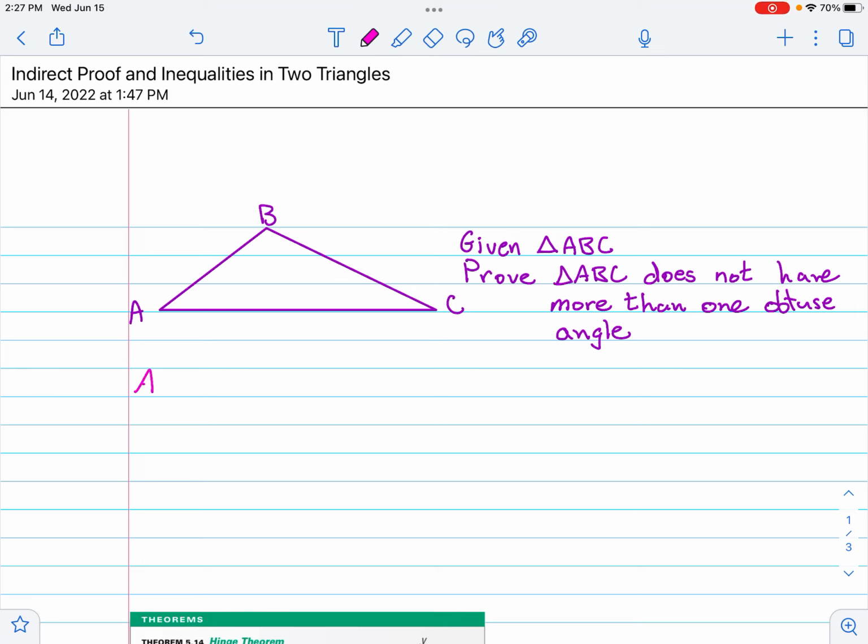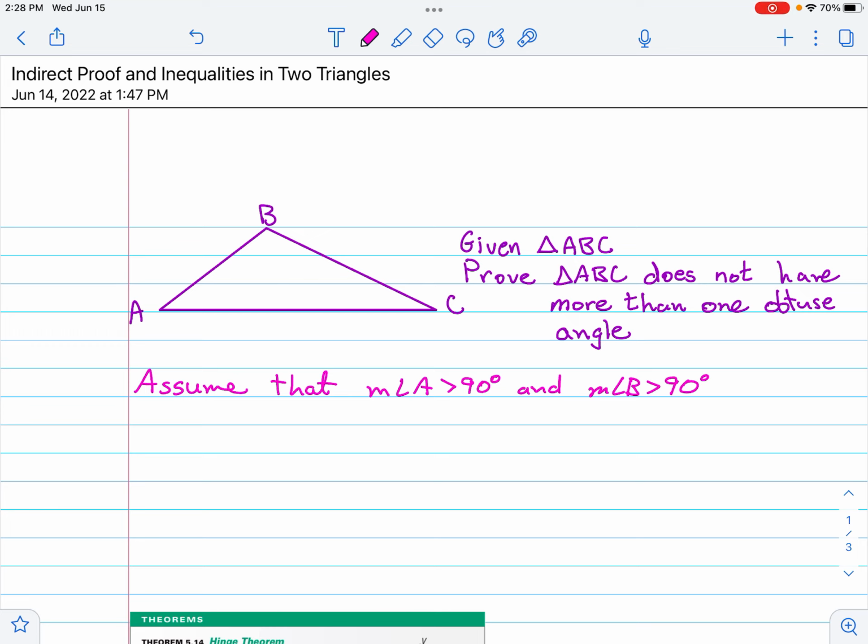Let's assume that the measure of angle A is greater than 90, and the measure of angle B is greater than 90. Now, it doesn't matter that we chose A and B, just any two angles. Let's just say that there's two of them bigger than 90. It doesn't matter which one I choose. So assume that that's true.